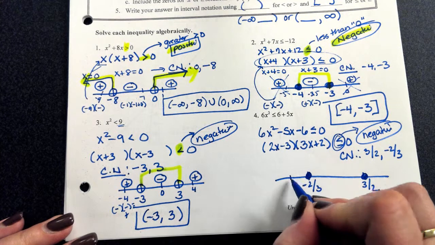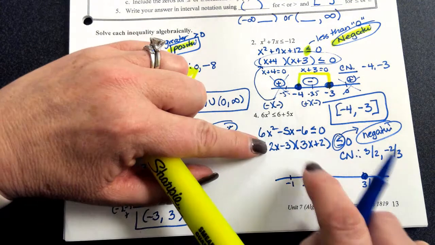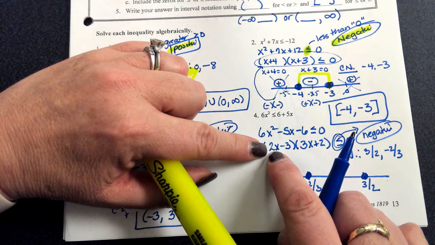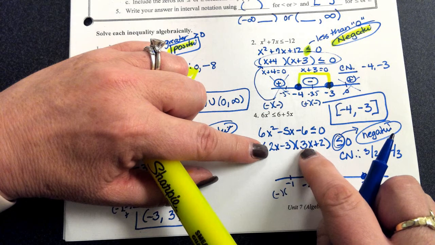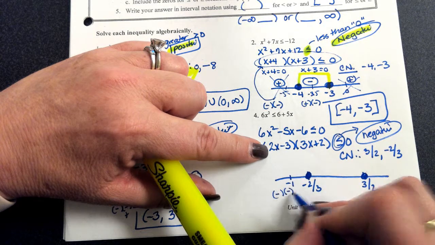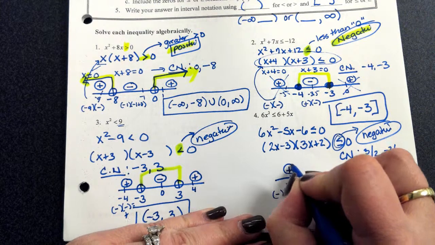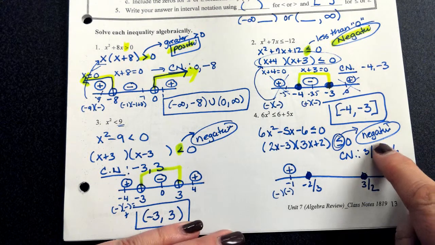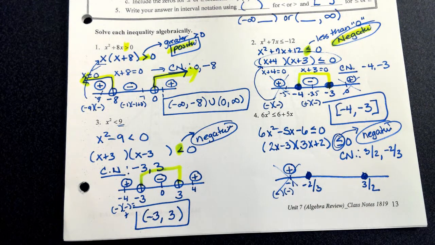Negative 1. Negative 1 is a good test number to use. So when I plug negative 1 in here, I know that that's going to be negative 2 minus 3. That's a negative number. Negative 3 plus 2 would be another negative number. So a negative times a negative is going to give me a positive number. Remember, we already know we're looking for negatives, so there's going to be no solutions less than negative 2/3.